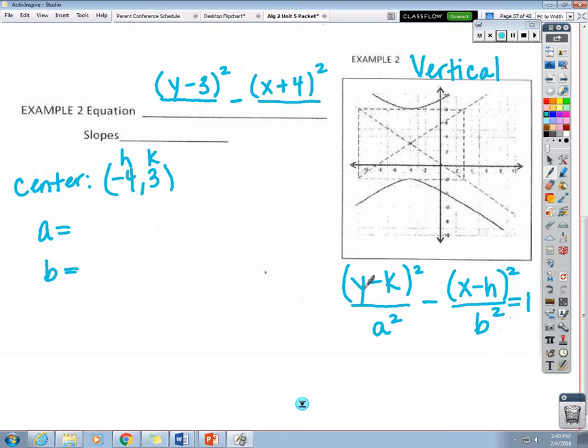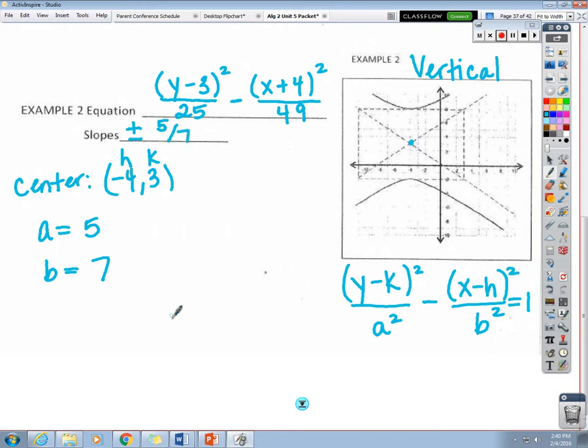Okay, now a is under the y. So to calculate the a, I go from the center which way? Up. Okay, how many units is that? I got 5. Okay, so a equals 5. Okay, and then to calculate the b value, it's under the x, so I go to the right, and it's 7 units. Okay, so what would the denominator be under the y minus 3 squared? Right, and what would the other one be? Okay, and then plus or minus, we're dealing with vertical, so it'll be 5 over 7, a over b.